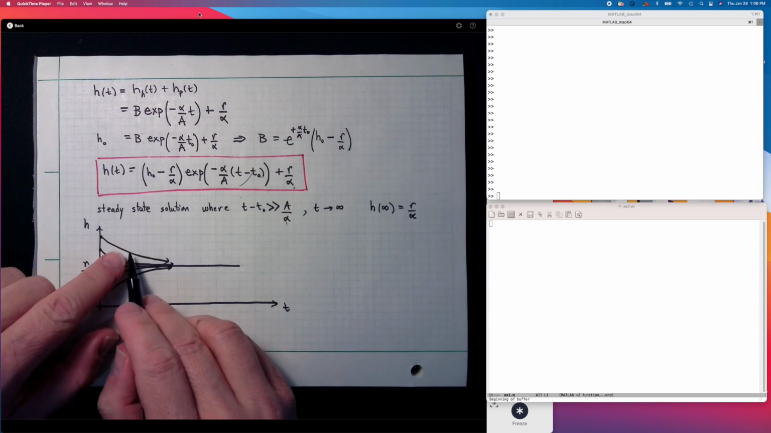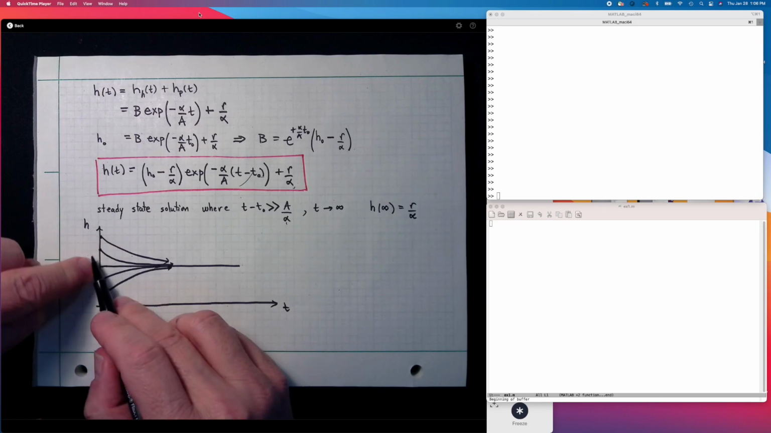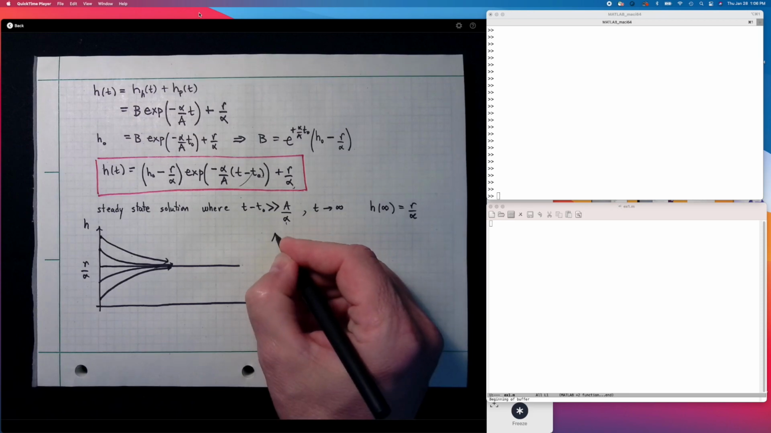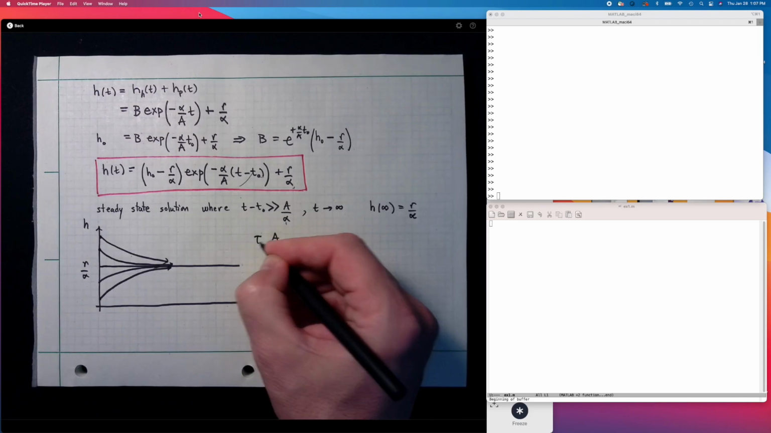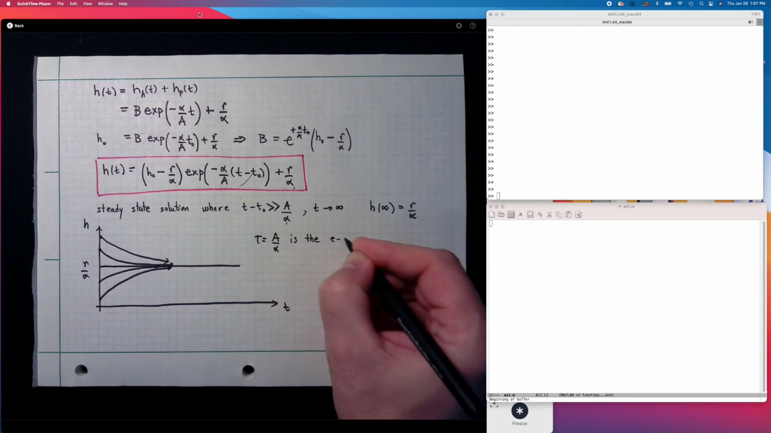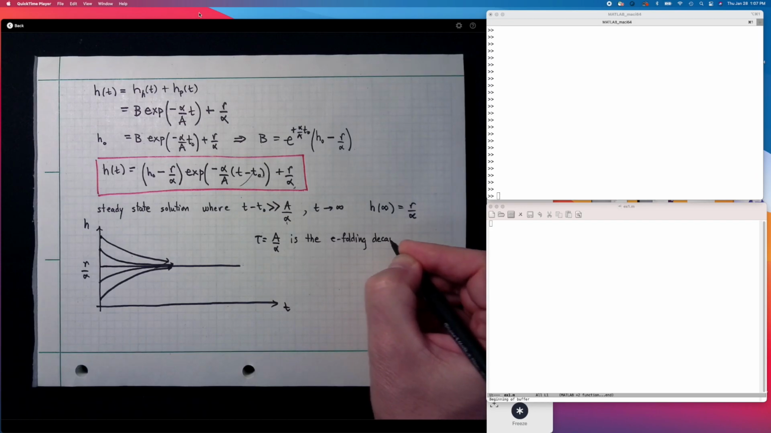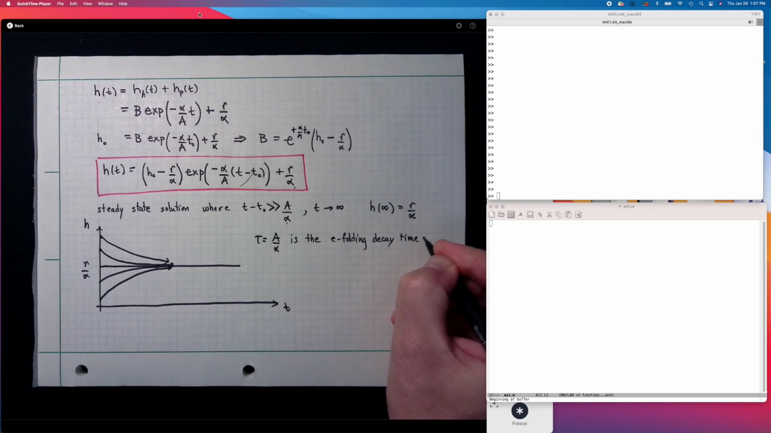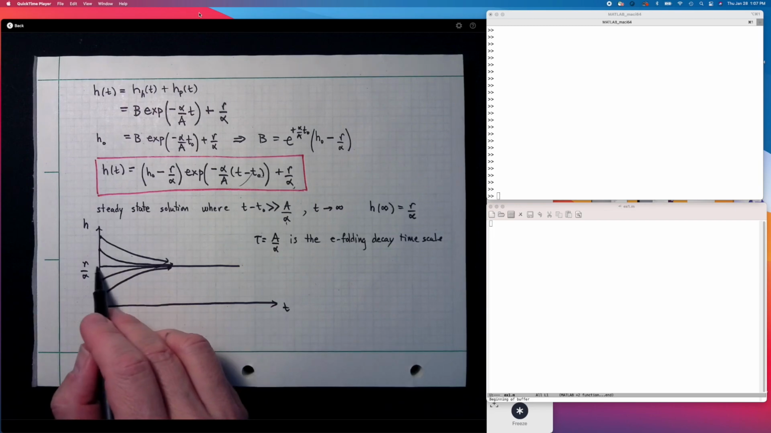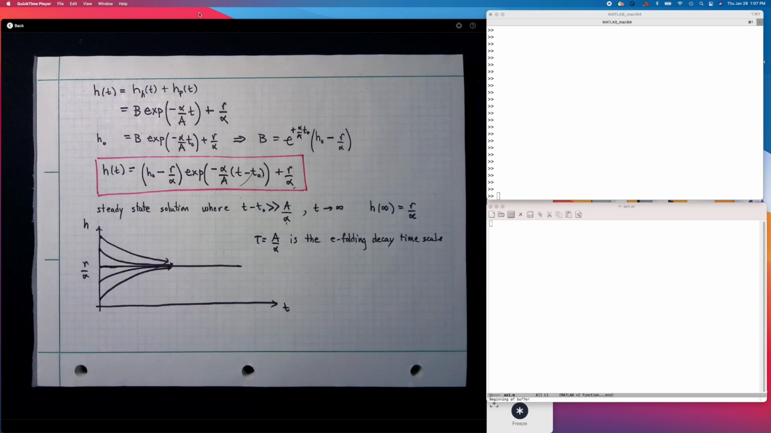And the e-folding decay rate is going to be given by alpha over a. So the time scale to approach is a over alpha. So tau equals a over alpha is the e-folding decay time scale. So every time t increases by tau, the deviations from the final steady state solution decrease by a factor of 1 over e.